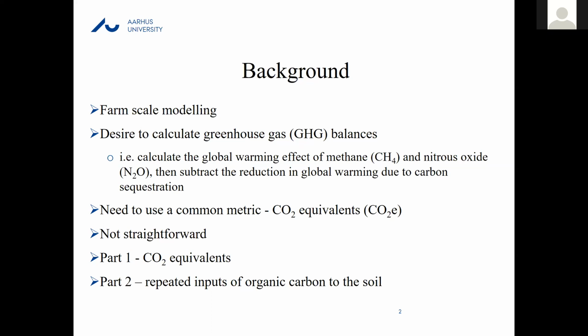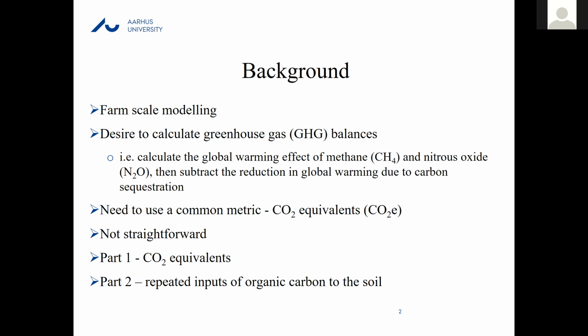The motivation for considering how to account for carbon sequestration arises from my interest in farm-scale modelling. As part of this modelling, I wanted to calculate the greenhouse gas balances, and to do that, I needed to calculate the global warming effect of methane and nitrous oxide, and then subtract the reduction in global warming due to carbon sequestration.